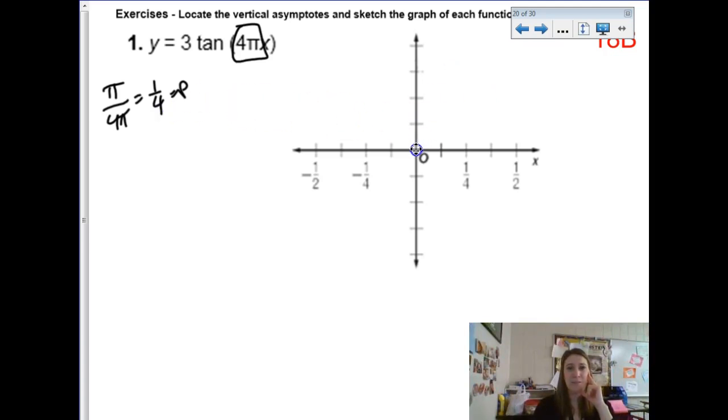So that means starting at the origin, because tangent starts at the origin, it's going to stretch symmetrically, if there's no phase shift, half of the period in each direction. So this would be 1/8 and this is -1/8. Those would be the locations of the vertical asymptotes.